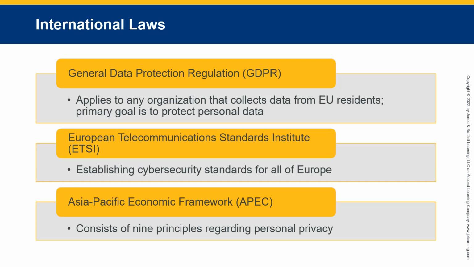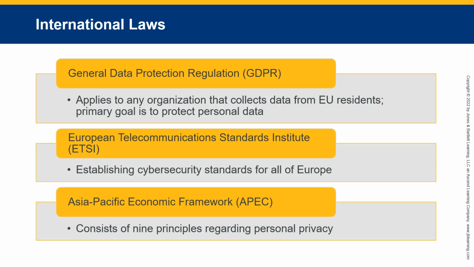Then you have the Asia Pacific Economic Cooperation framework. It consists of 9 principles regarding personal privacy. In Asia, 21 member countries have adopted a voluntary privacy framework called the Asia Pacific Economic Cooperation, APEC. It consists of 9 principles regarding privacy. It defines personal information as any information that can be used to identify an individual.